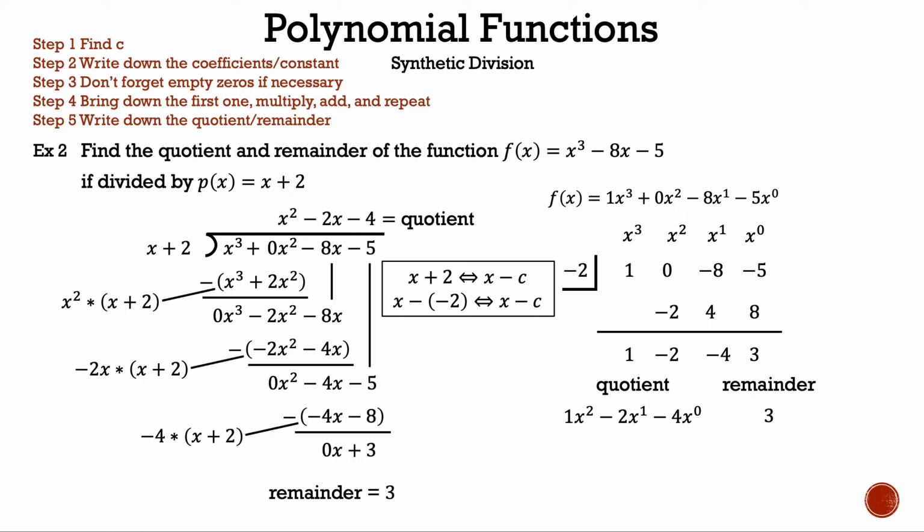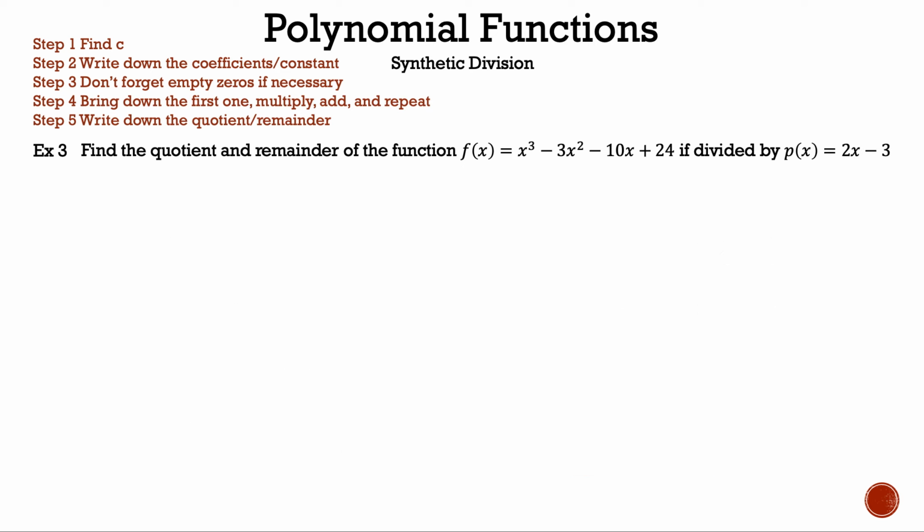That is correct, they do, because x to the 0 is 1, so we have the same quotient and remainder as long division. Let's put all these together, so we have x cubed minus 8x minus 5 all over x plus 2 is equal to the quantity of x squared minus 2x minus 4 plus 3 all over x plus 2. That is example 2. Let's move on to example 3.